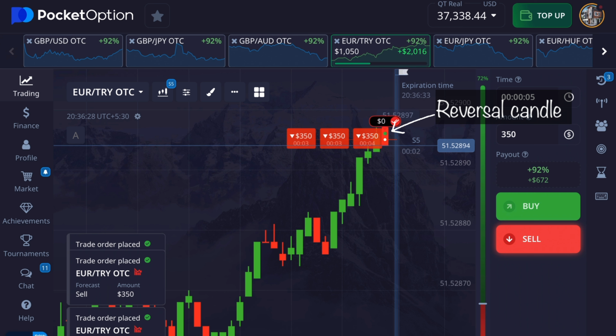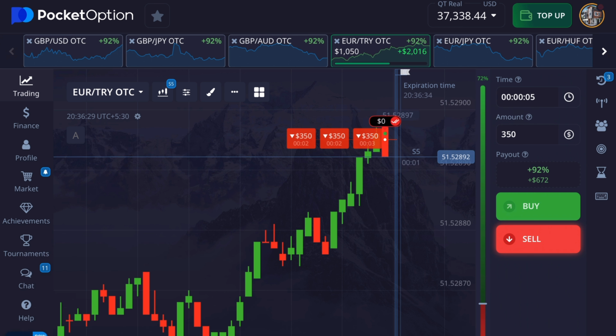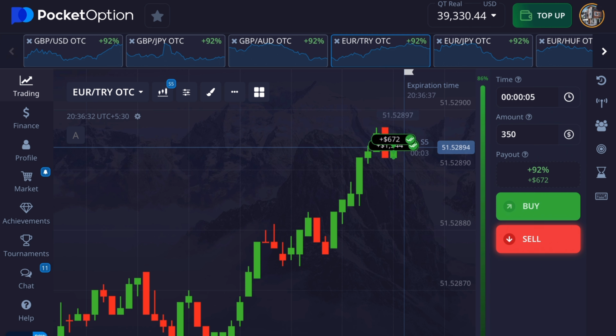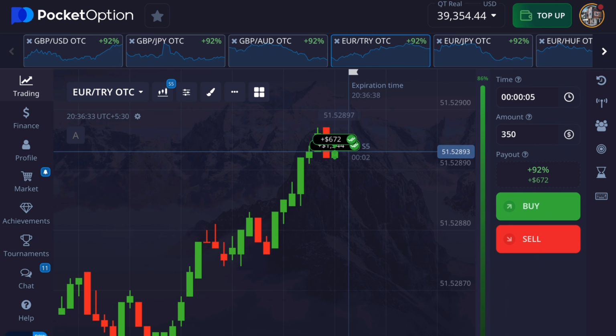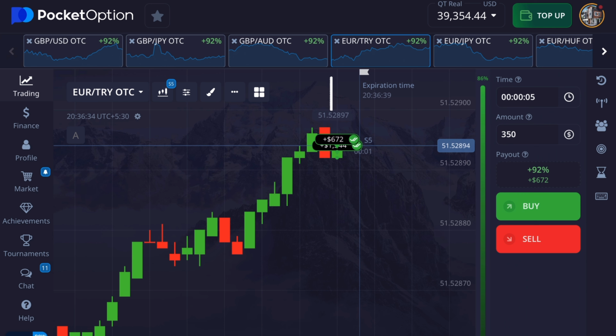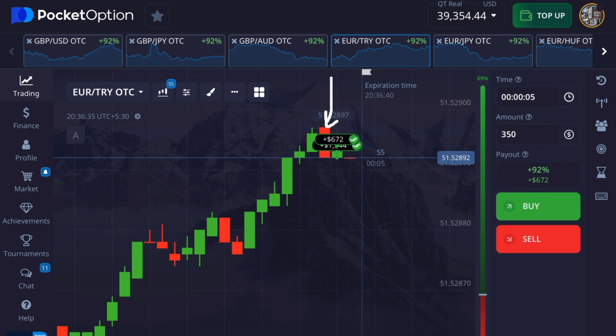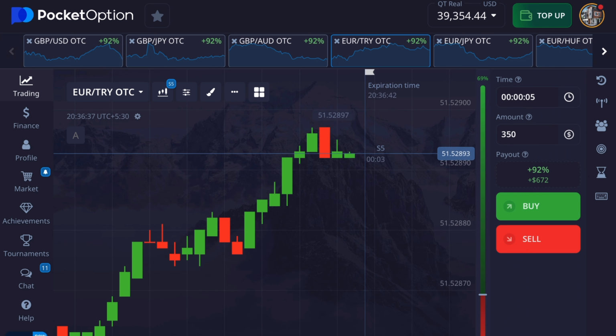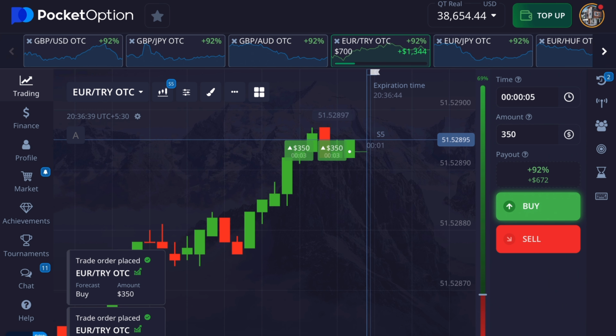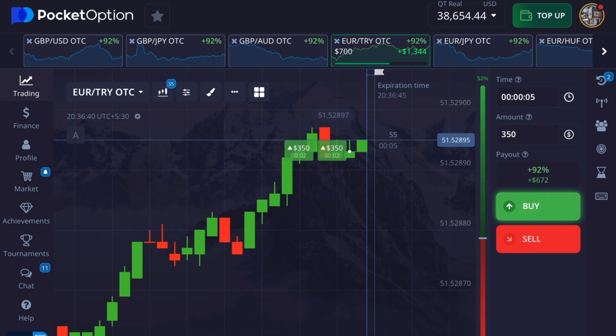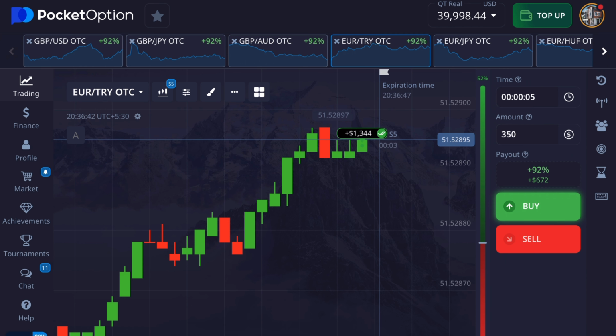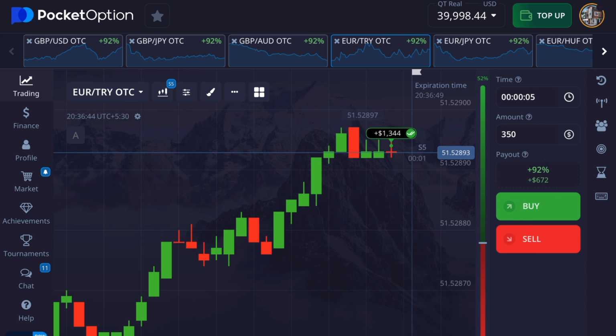So here too, my first double entry, which I placed above, lost, and nicely, the triple entry here won. As I predicted, the market formed a large reversal candle. Now, before the upward movement resumes, I take advantage of this by placing an entry in the upside direction as well. And that's great. My entry has won again here.